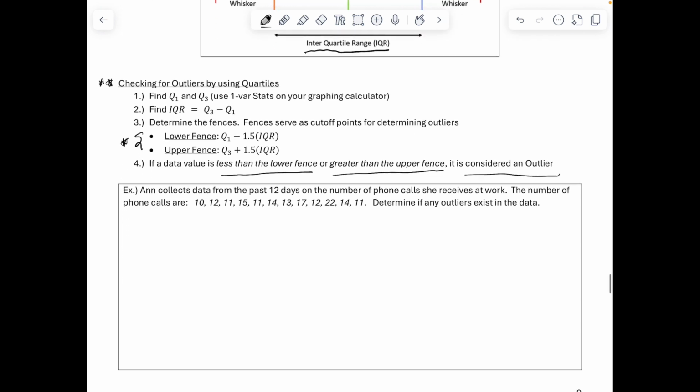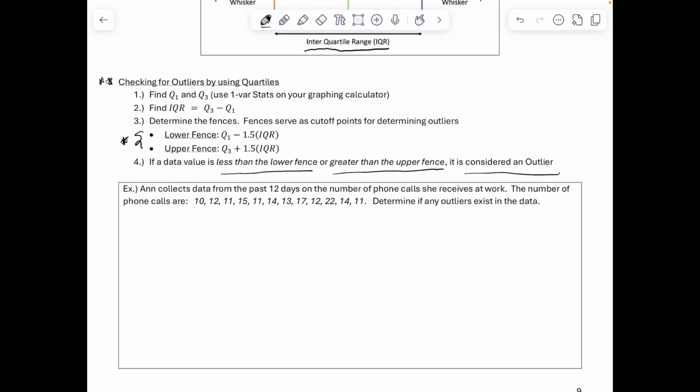So we have an example right below that says Anne collects data from the past 12 days on the number of phone calls she receives at work. The number of phone calls are listed, and it says determine if any outliers exist. So the first thing that we need to do is take all of our data and input this into L1 and run one var stats. So input data into L1, and we need to run one var stats.